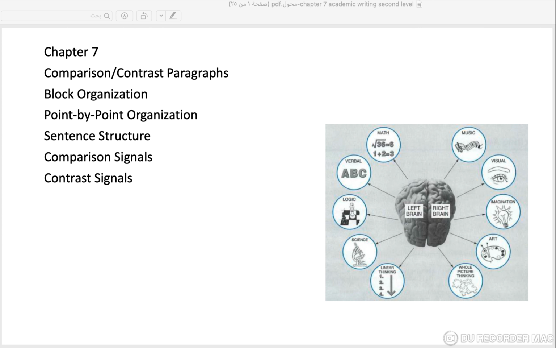مرحبا طلاب، اليوم نشرح عن Chapter 7: Comparison, Contrast, Paragraphs, Block Organization, Point by Point Organization, Sentence Structure, Comparison Signals, and Contrast Signals.